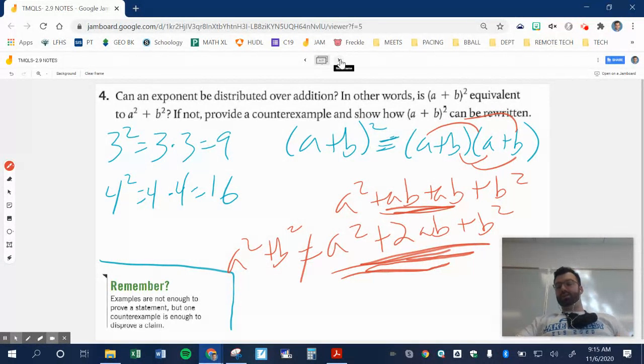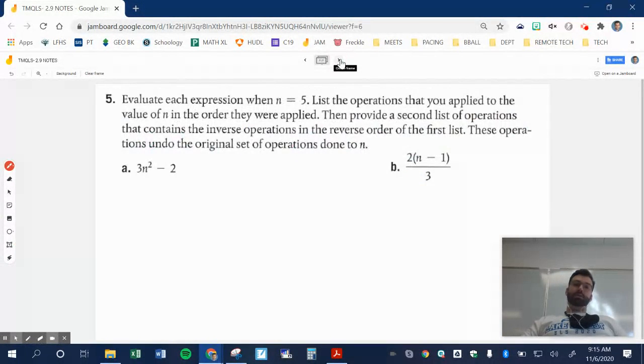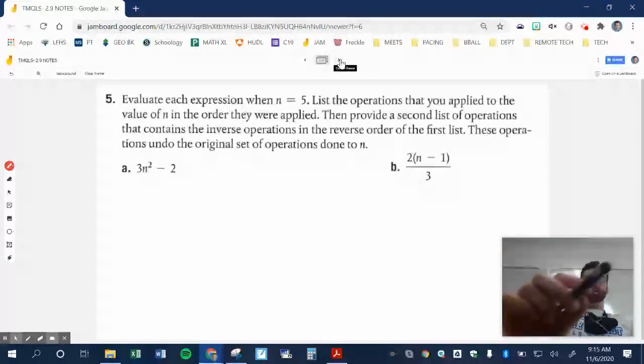All right, so the connection, it gave you this long thing to do. We're gonna skip over that. I talked about sealing an envelope. Okay, we're gonna skip over that and go to this last one here. Evaluate the expression when n equals 5. It says list the operations, but we're not going to do that. I just want you to evaluate it.